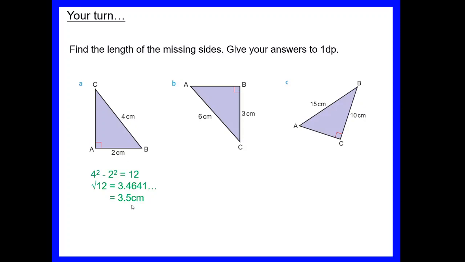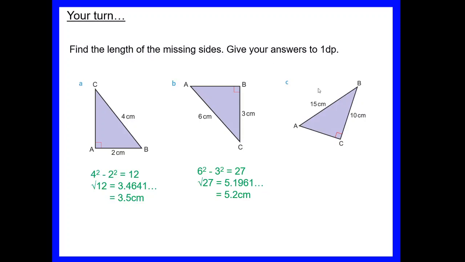So that seems reasonable. For this one then, our longest side is 6. One of our shorter sides is 3. So 6 squared minus 3 squared gives us 27. We square root 27 to get 5.1961, etc. And we round that to 5.2 centimeters.